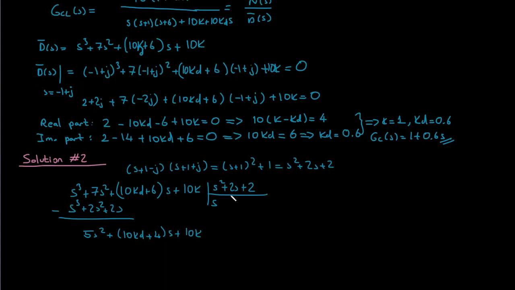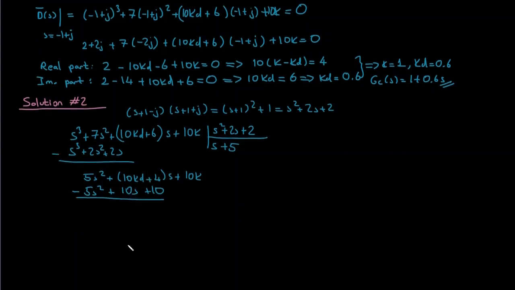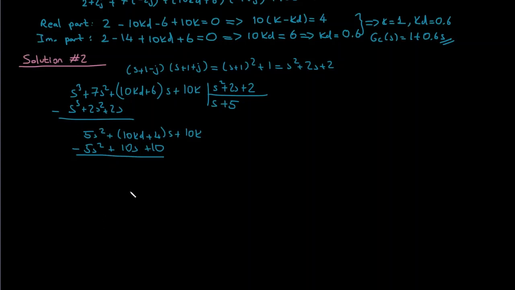So the next one is going to be s plus 5, so I will end up with 5s squared. So I will have 5s squared plus 10s plus 10. If I subtract that thing, I will have a remainder which will be equal to 0. Okay, and that simply states that 10kd minus 6s plus 10k minus 10 is the remainder, and that should be equal to 0.